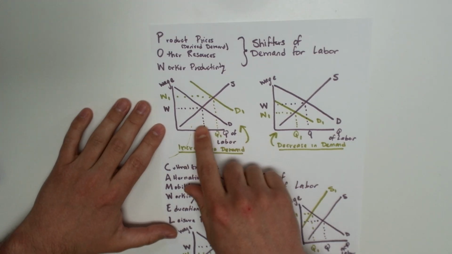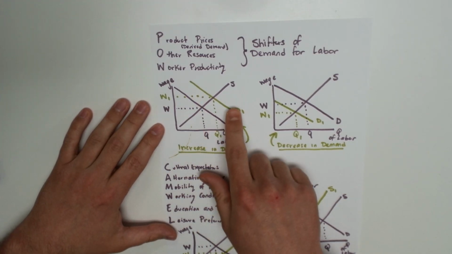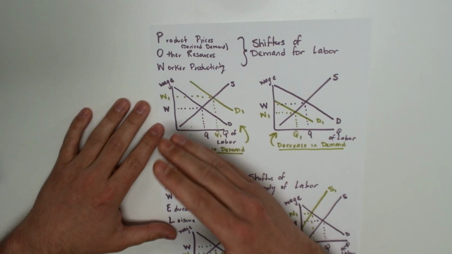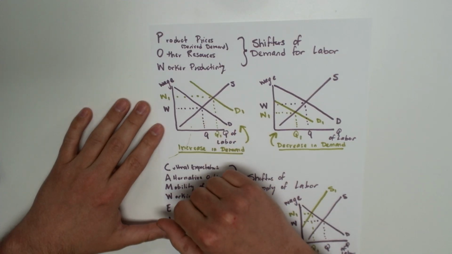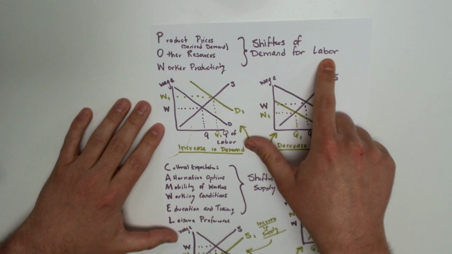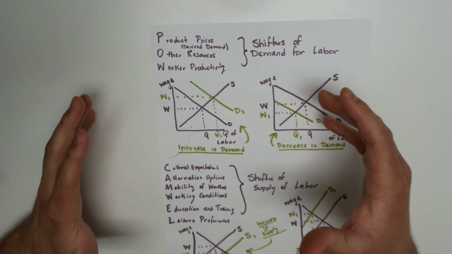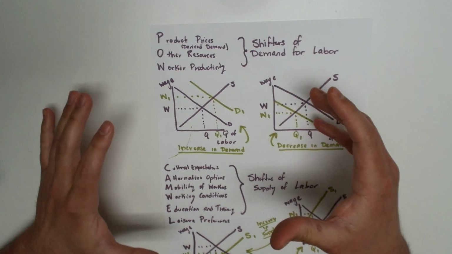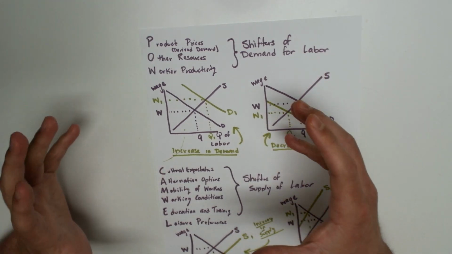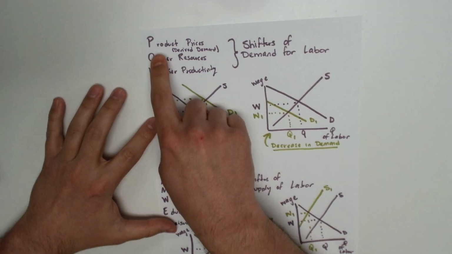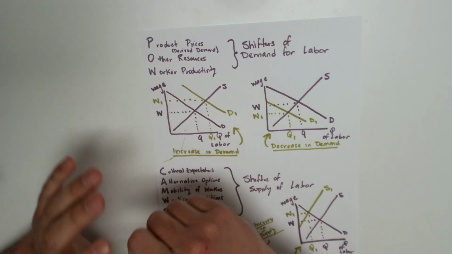Here we have the shifters in the labor market. These are things that can shift the demand for labor as well as the supply of labor. So first we're going to look at the demand for labor. The demand for labor comes from those who need workers, the ones hiring the workers. And for the shifters of this demand for labor, we're going to use the acronym POW to represent them.